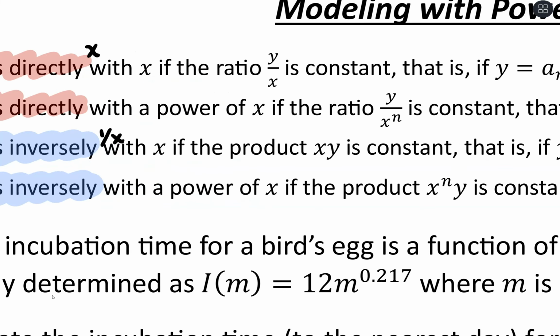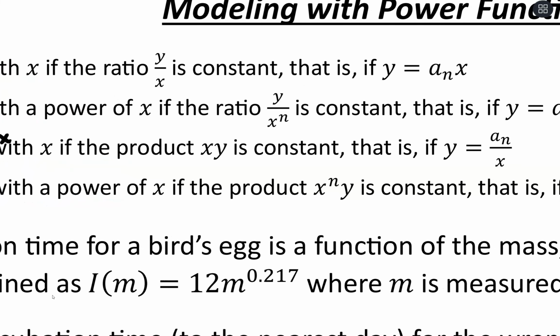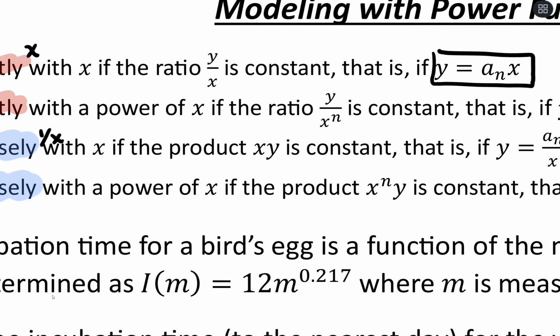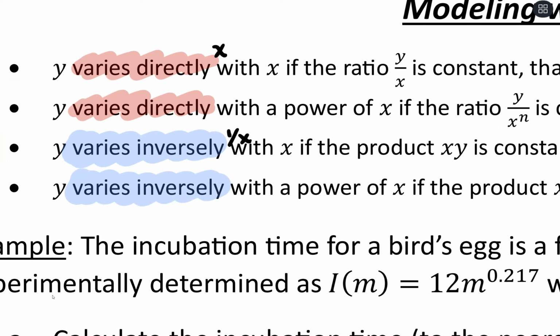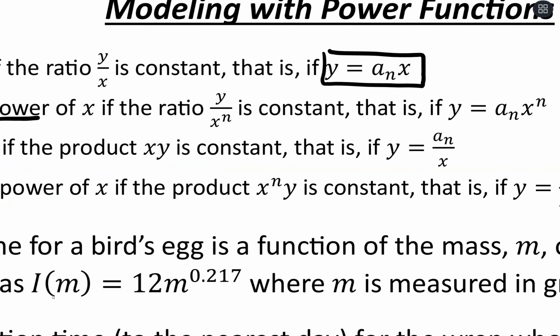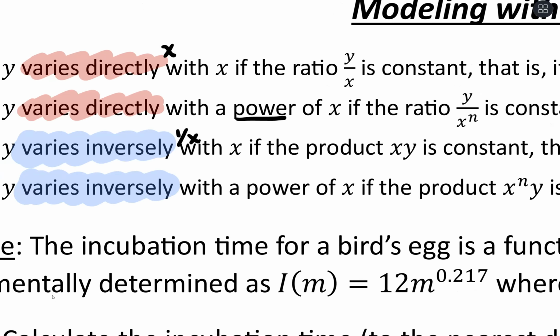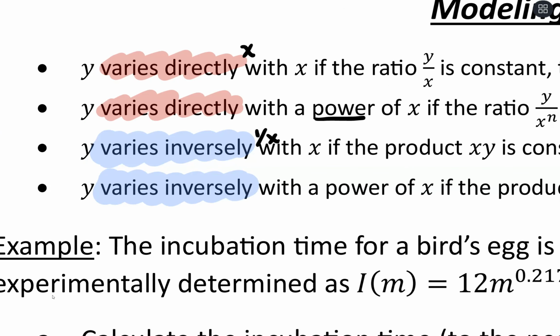So if it's relating to x as a constant, then what we'll have is this scenario of just y equals some constant times x. But what we can also have as it relates to power functions is that y varies directly with a power of x. And with that, what's going to change our formula is going to be y is equal to a constant times x raised to a power. So the difference of an exponent versus not an exponent is them saying whether it varies directly with a power of x or just with x.